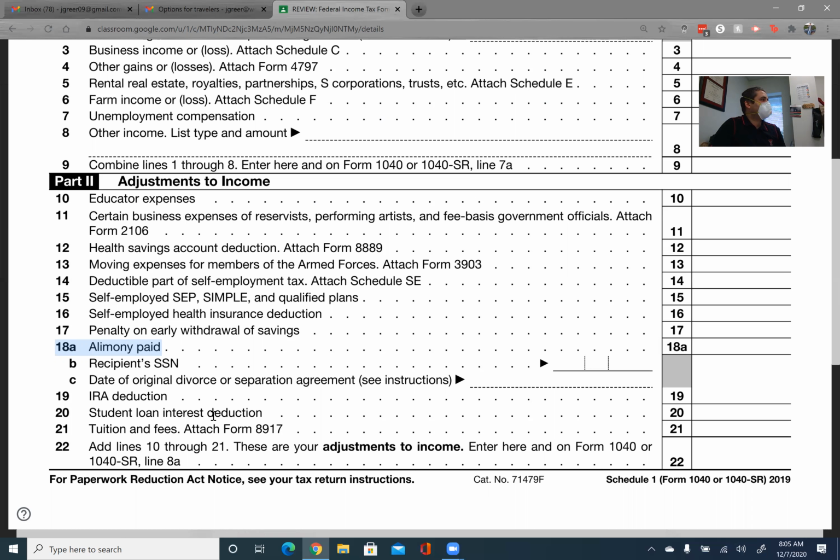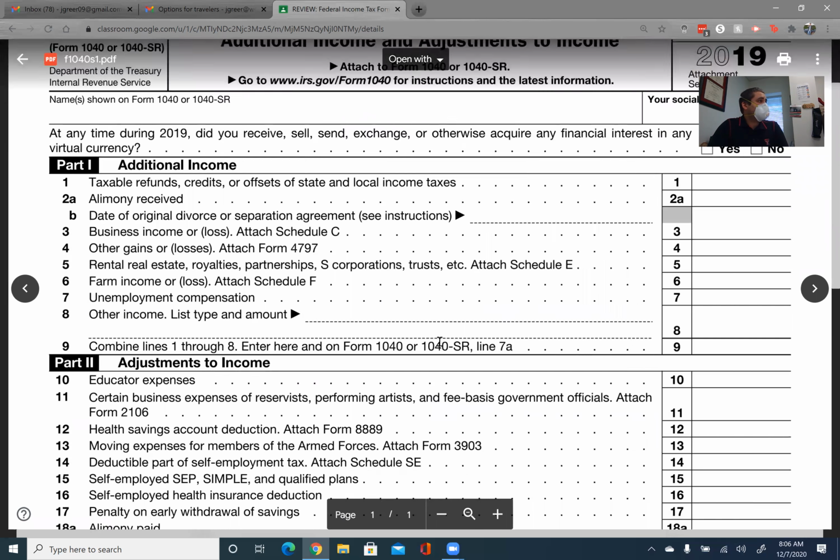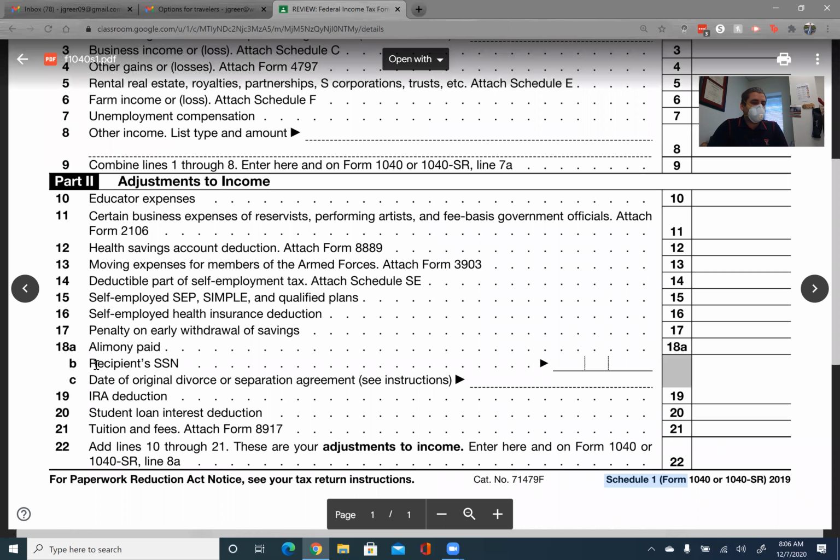Okay. What if you have, say, 3 divorces, you have to file it out 3 times? That is a good question. I don't know that off the top of my head. If you have multiple divorces and you're paying multiple alimonies, I would imagine I would go to the Schedule 1 instructions to see. Maybe you do have to add 3 Schedule 1s, because you see here, it's asking for the recipient's social security number.